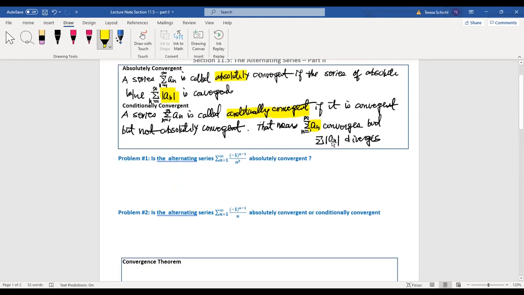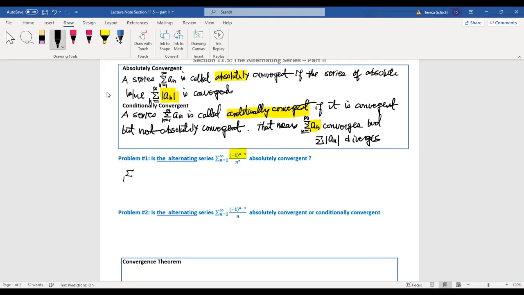Okay, so now let's take a look at some examples so we get familiar with the definitions of absolute convergence and conditional convergence. Problem number 1 is the alternating series, the sum from n equals 1 to infinity of (-1)^(n-1). Remember, when you see the (-1) to the n-1 power, we call this an alternating series. So, is this series absolutely convergent? That means we take the absolute value.